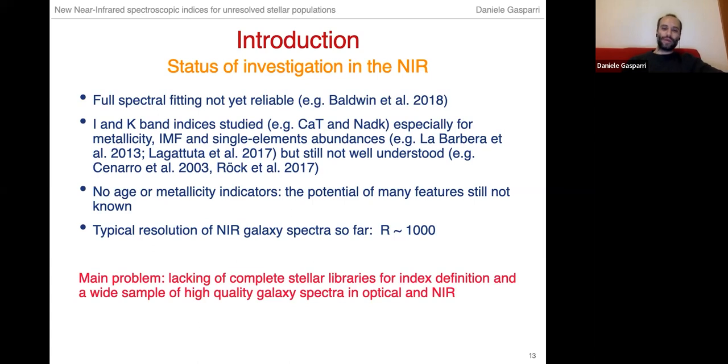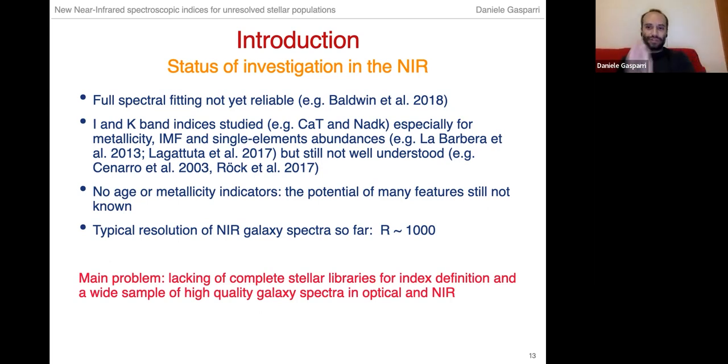Because the main problem until 5 to 6 years ago was two-fold. We had relatively low resolution spectra of galaxies, and we were lacking reliable stellar libraries. In order to study and define new spectroscopic indices to use for galaxies, we need to start from the stars.